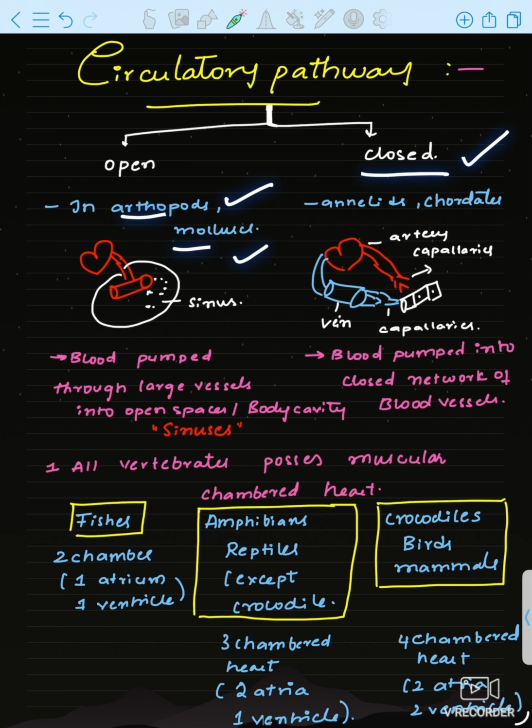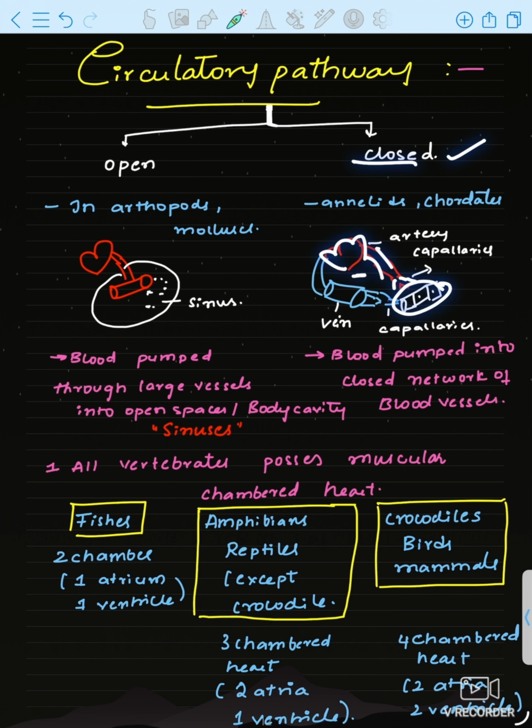What is meant by closed? See, this is general in humans also. This closed type of circulatory system is present: heart, blood vessels, capillaries, tissues, then again venules, veins, and then heart. See, it is a closed type. Nothing is falling into a cavity or something like that. What are the examples of closed circulatory pathway? Annelids and chordates.